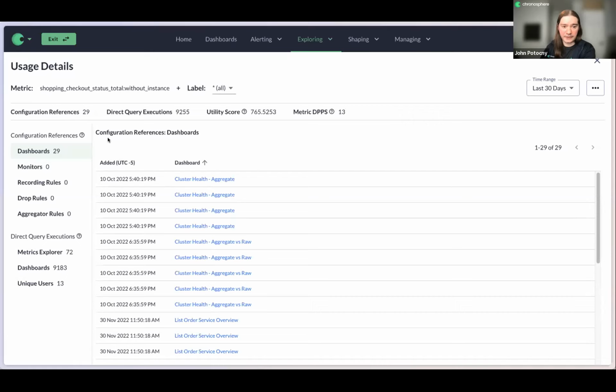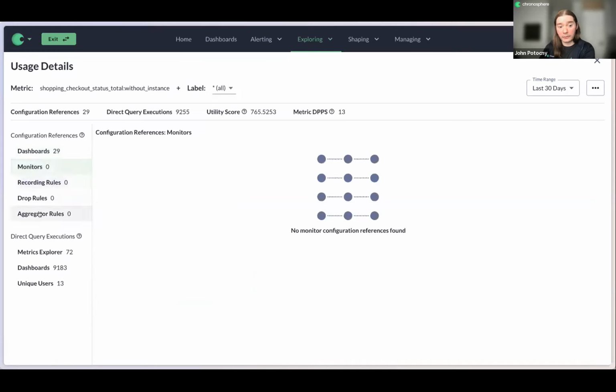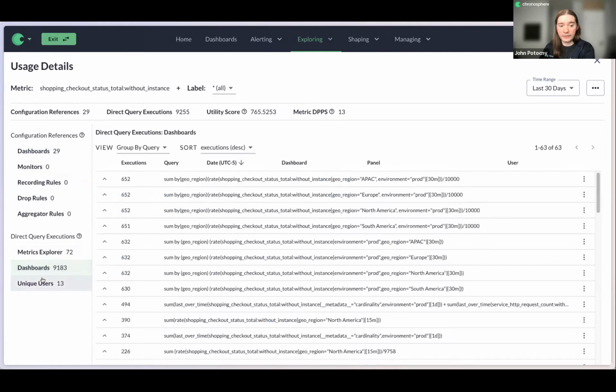If I dive into the details for one of these metrics, you can see the same summarized information we had before, but it shows me all the different dashboards that my metric is being referenced from, and when it was actually added to the dashboard. You can see this is being referenced multiple times in a couple of different dashboards. And I can click and see exactly where they're being used and exactly how. If there are any monitors that are referencing alerts, or things like recording rules or shaping rules in the system that reference the metric, that'll show up here too. And then we can also see any direct executions, or what users in the system are actually executing it.